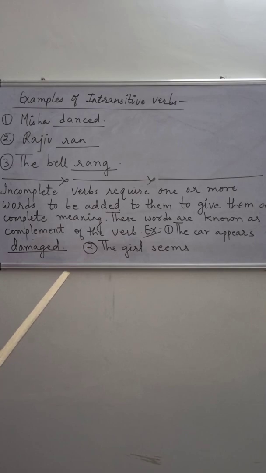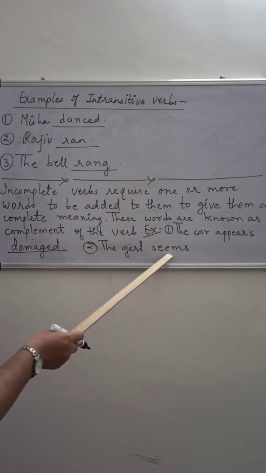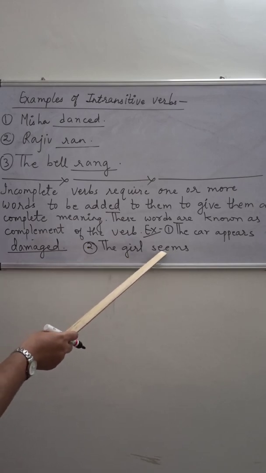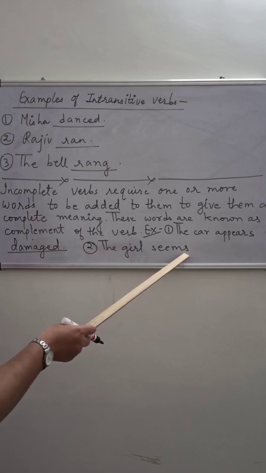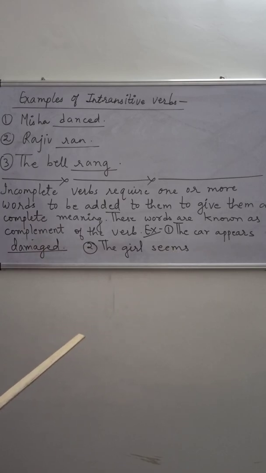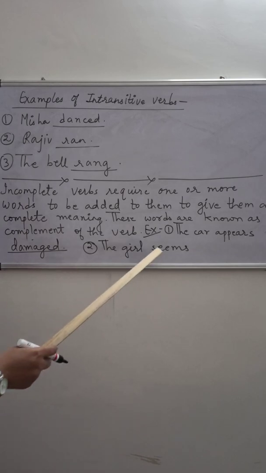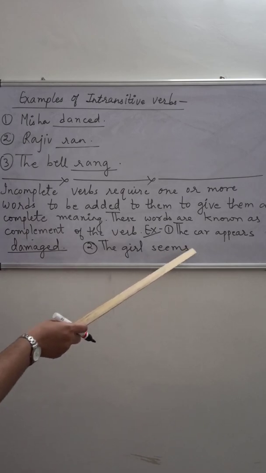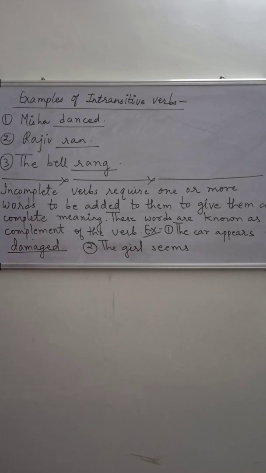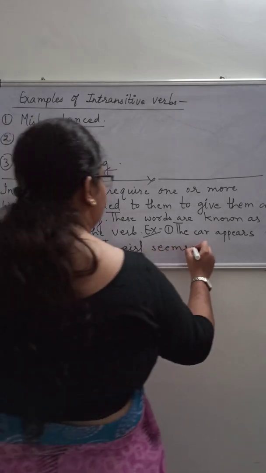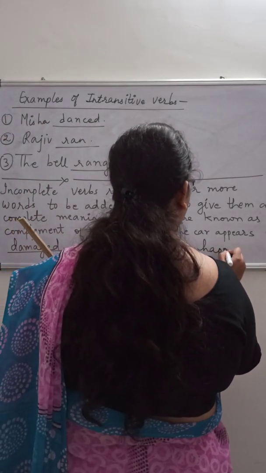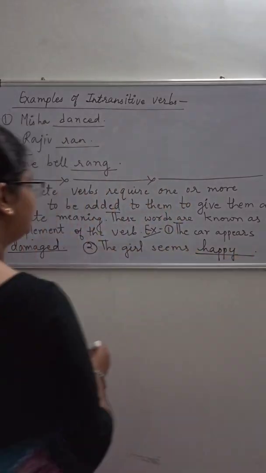Similarly, the second statement, the girl seems. Now here we can see that seems is a verb, but it needs an object to complete its meaning. So seems is a transitive verb. So to complete the meaning of this incomplete verb, we can use a word. We can use happy. So now happy becomes the complement of the verb.